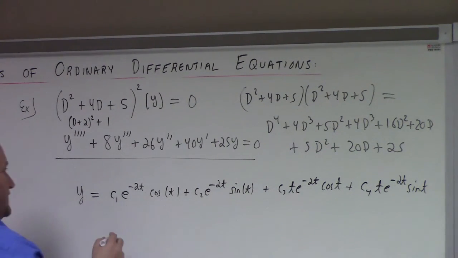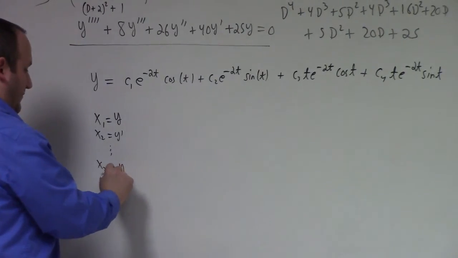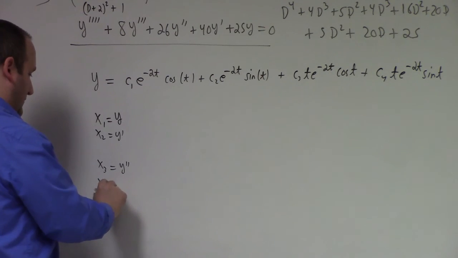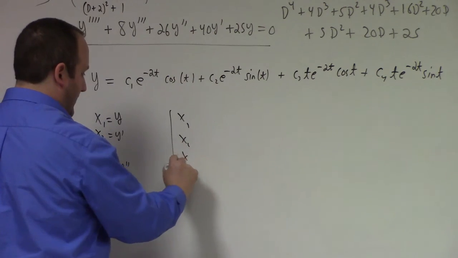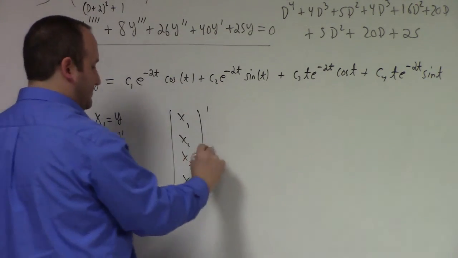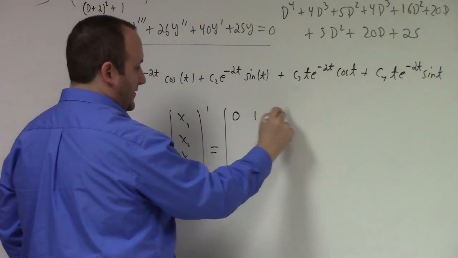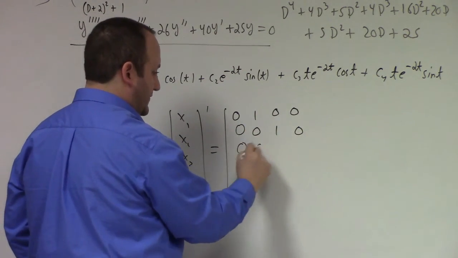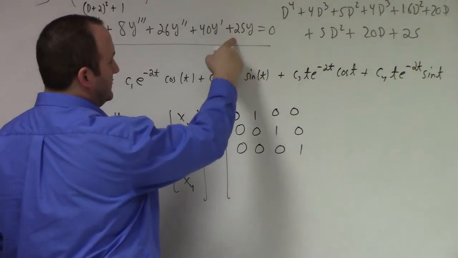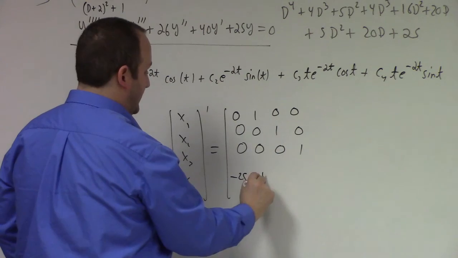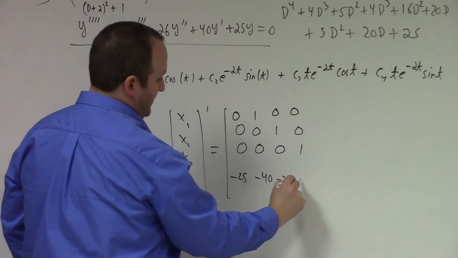Check this out. If we do reduction of order, x1 is equal to y, x2 is equal to y prime, and so forth. x3 is equal to y prime prime, x4 is equal to y prime prime prime. So you've got x1, x2, x3, x4. What's the companion matrix here? It's 0, 1, 0, 0, 0, 0, 1, 0, 0, 0, 0, 1, and then the last row is minus 25, minus 40, minus 26, and minus 8.